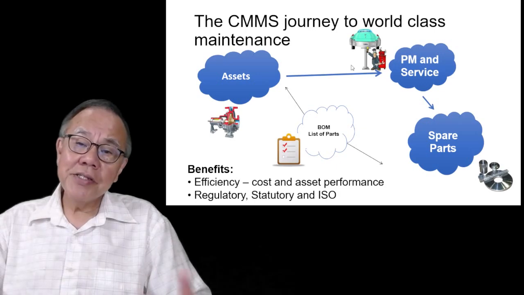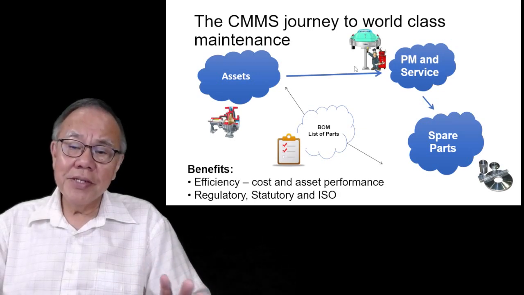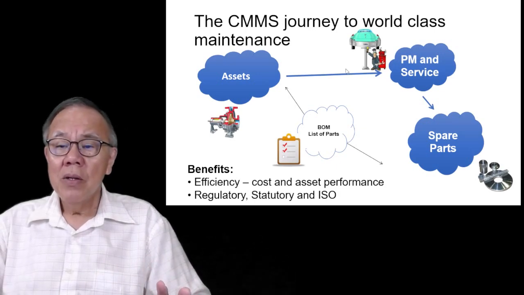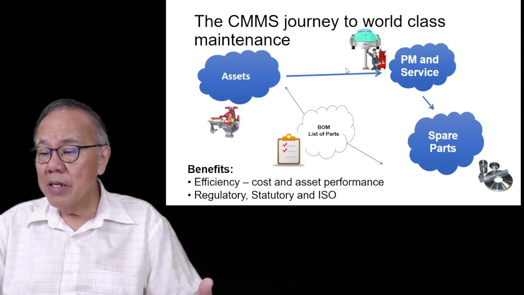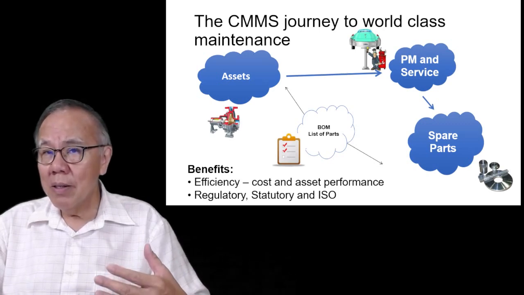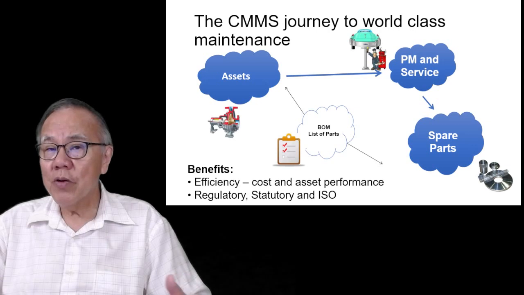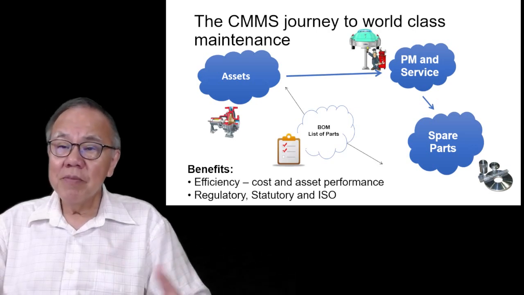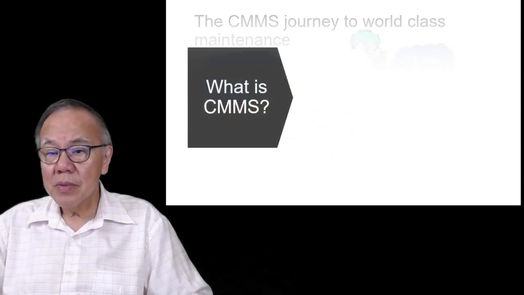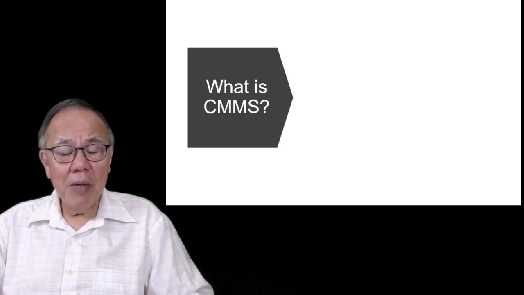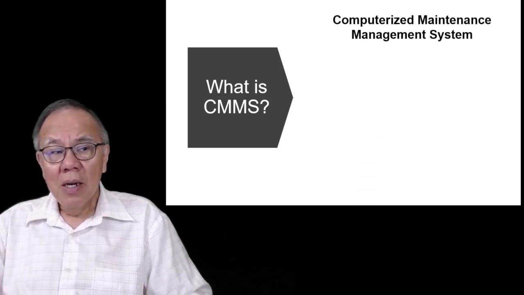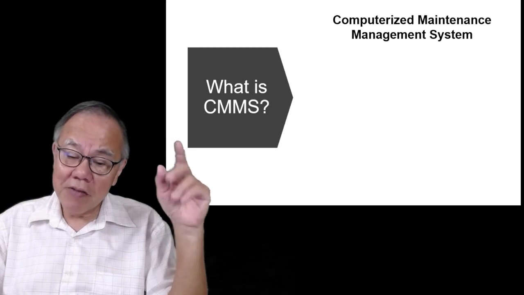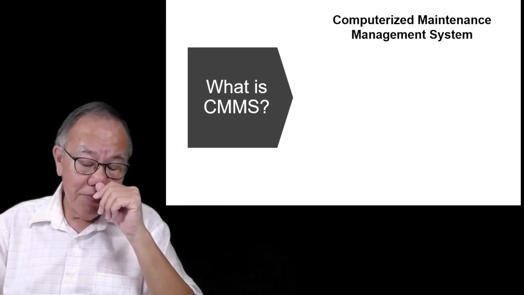So you see, a CMMS is the beginning towards a good maintenance management system. It is the beginning towards what we call an effective PM scheduling system. So what is the CMMS therefore? Of course, CMMS just stands for computerized maintenance management system.